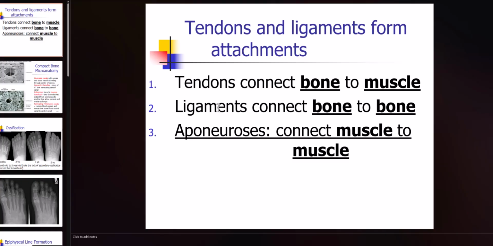But there's another type of tissue called an aponeurosis, and these are structures that connect muscle to muscle. Aponeuroses are also made up of the same stuff. They are also made up of dense, regular connective tissue. Aponeuroses, though, usually don't appear as ropey-like structures like tendons and ligaments, but appear more as flat structures. You will see a couple aponeuroses in lab 4 and in lab 5, but they connect muscle to muscle.